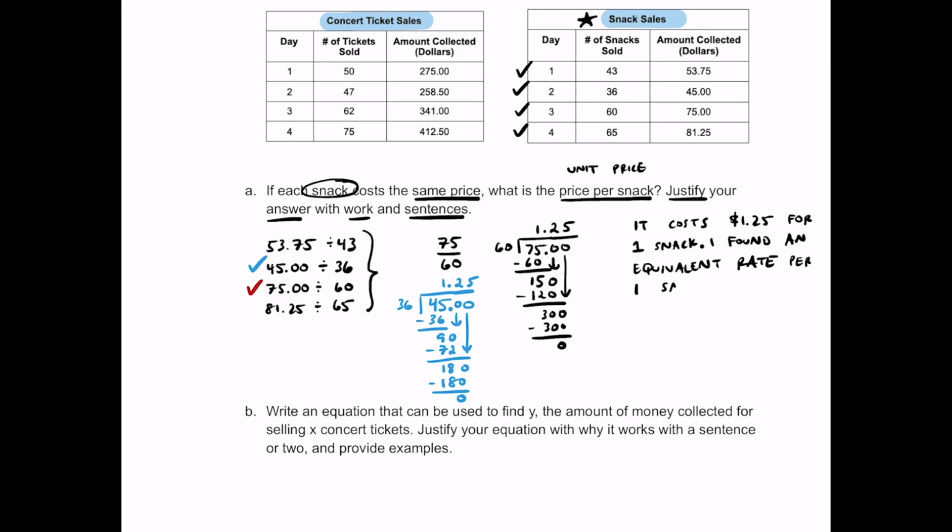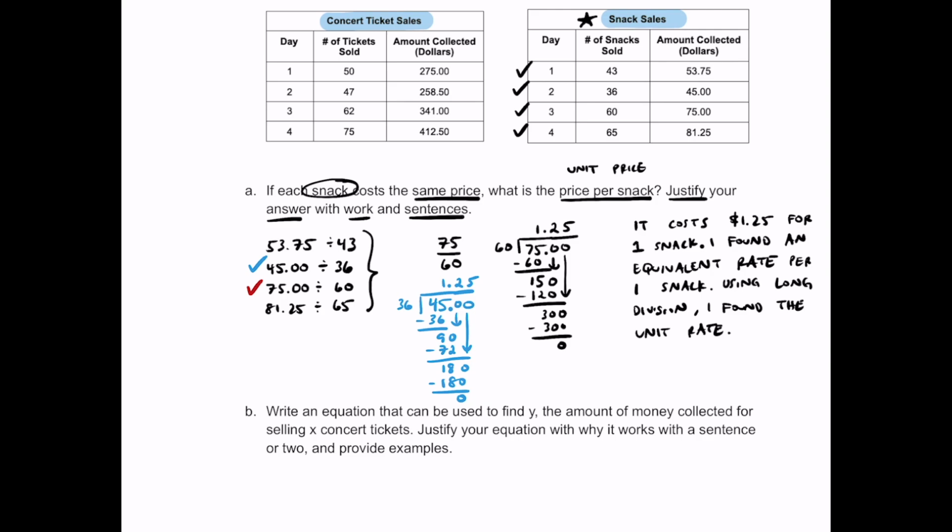One snack. So, I mean, that's basically what we did. And I could say something like, using long division, I found the unit rate. Okay, so pretty basic. You're just saying one or two sentences about what you did to get your answer, why it maybe makes sense.